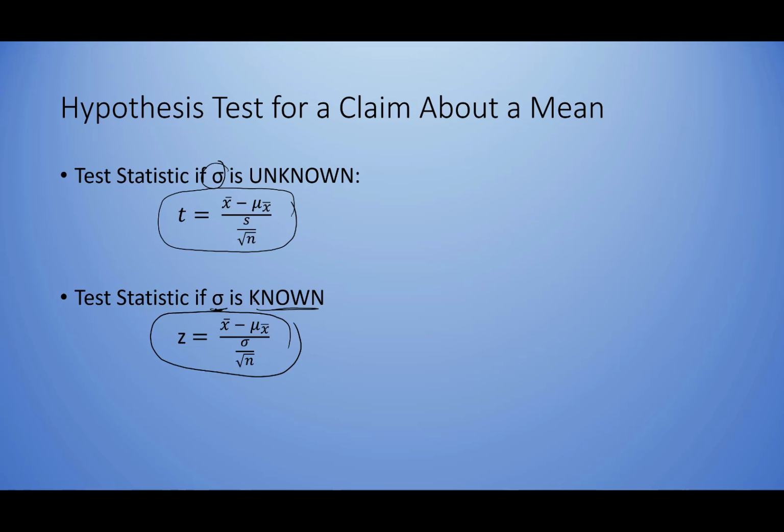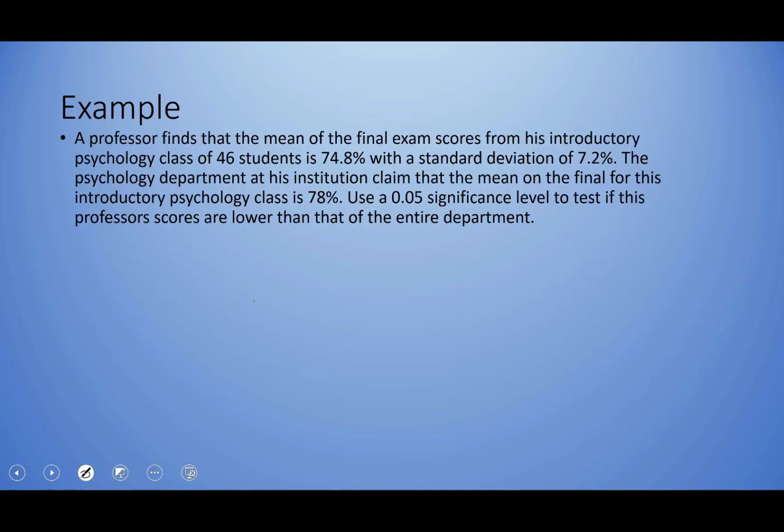Okay, then once you have your test statistic computed, then you have to decide, are you going to use the critical value method or are you going to use the p-value method? So we're going to go ahead and take a look at an example and look at how this whole thing would work out.